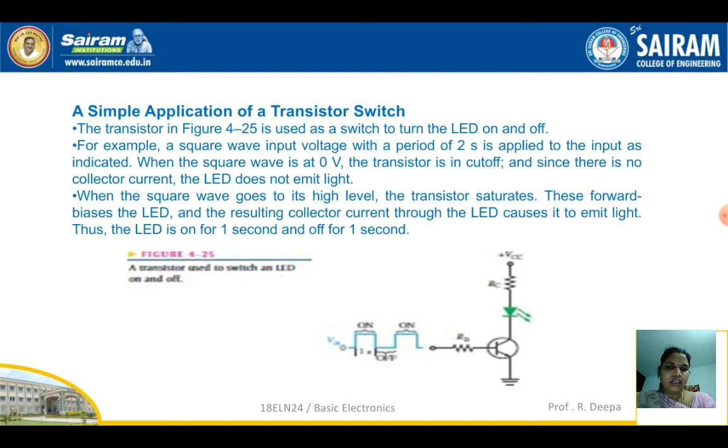When the square wave will be off, the LED will be in off position. So thereby we are making the transistor act as a switch. That is when the input voltage is at 0 volt, it will be in off position. When it is at on position, that is when the square wave is high, you can see the glow of the LED which is connected across the collector of the transistor. So this is the most important application of a transistor as a switch.